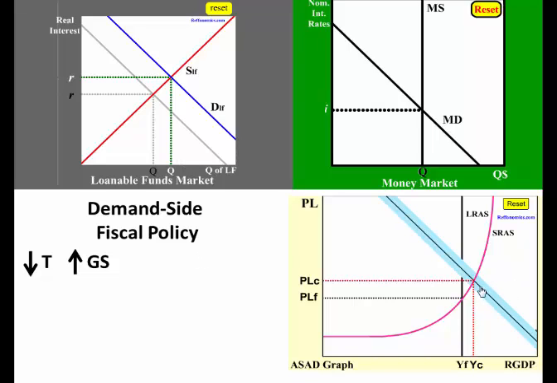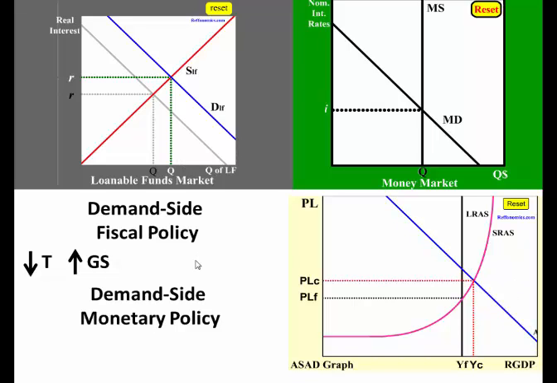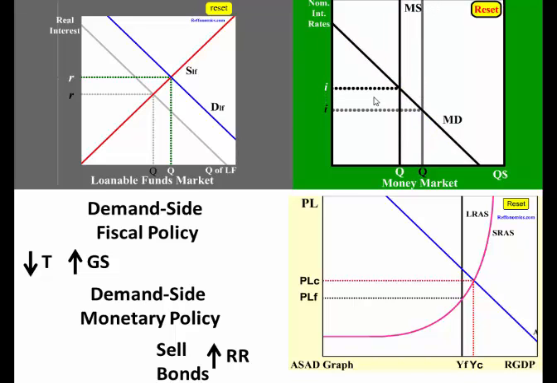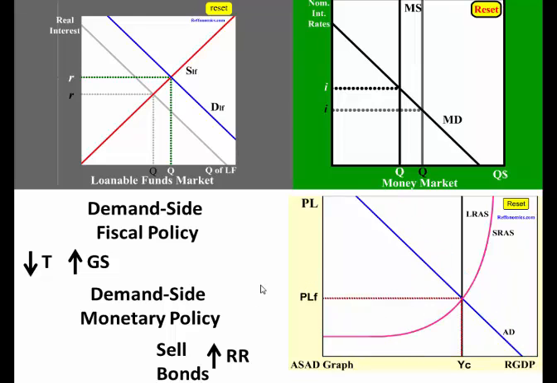And to counter this fiscal policy action, the Fed might step in with monetary policy to try to get this economy back to full employment. What they would do is sell bonds or increase the reserve ratio, which would shift the money supply to the left, raising the real interest rate, decreasing consumption and investment, shifting the aggregate demand curve to the left to get us back to full employment.